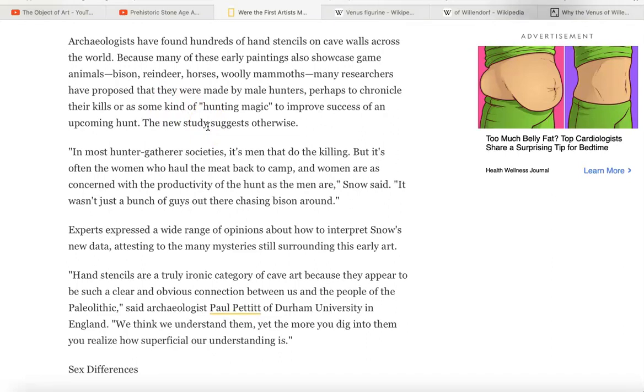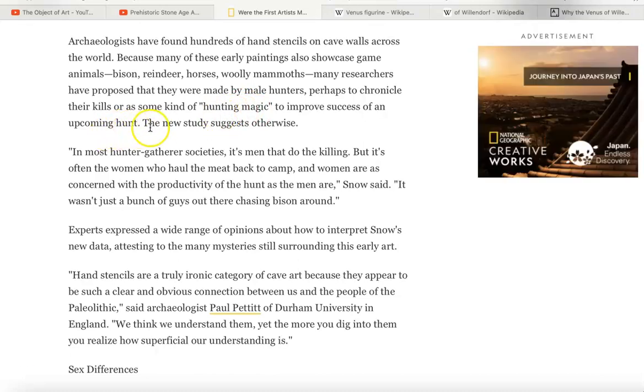Whatever belief system these people had in prehistoric times. Hunting magic. And, I mean, you'll begin to see as you go through each time period that magic is a big part of religion. And it still is to this day. But hunting magic, to improve the success of an upcoming hunt.